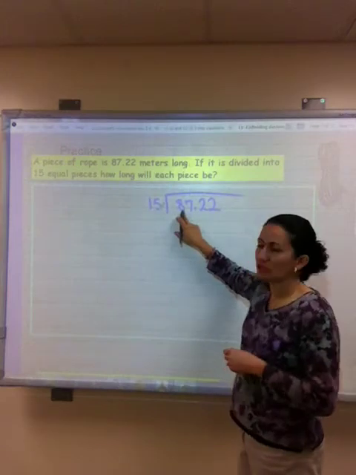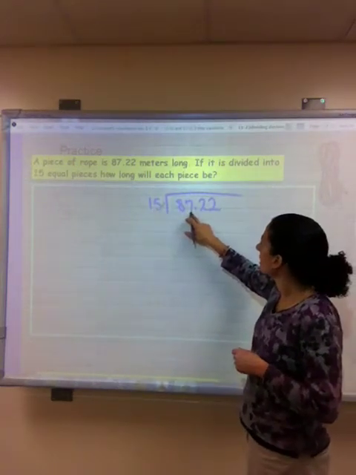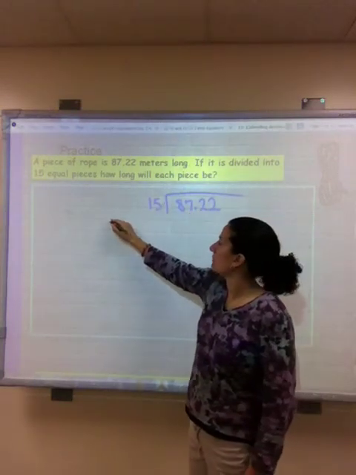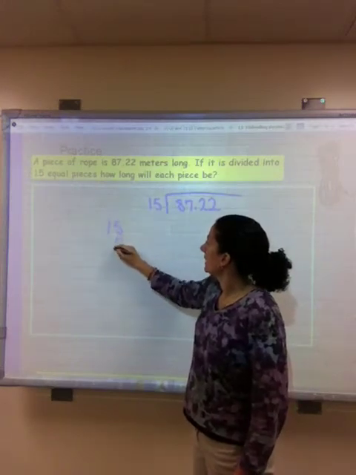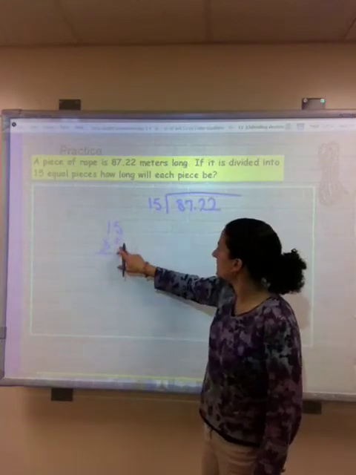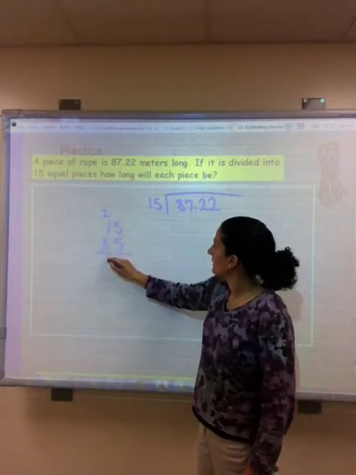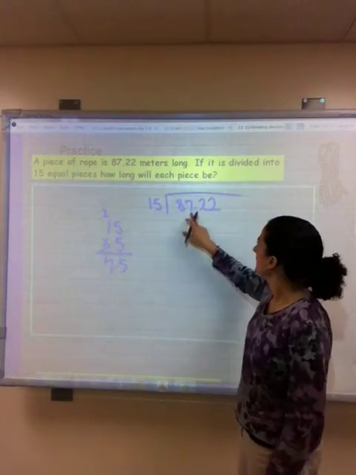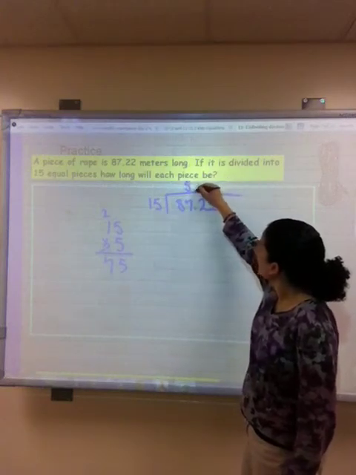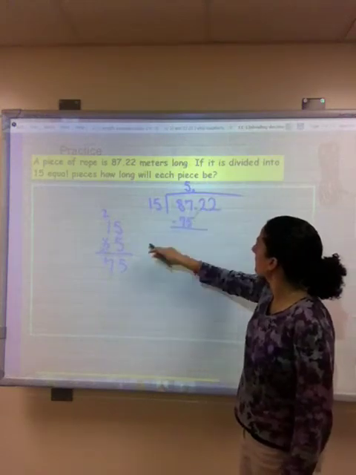I know that 15 doesn't go into 8, but 15 does go into 87. Guessing and checking, I'm going to guess that 15 goes into 87 about 5 times. I'm going to check my guess by multiplying, since I don't know my 15 times tables. 5 times 5 is 25. 1 times 5 is 5, plus 2 is 7. So my guess was good. 15 goes into 87 5 times. Pop in my decimal there, because 5 times 15 was 75, I just figured that out.